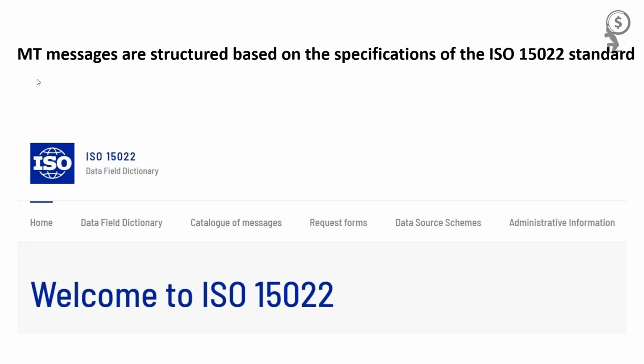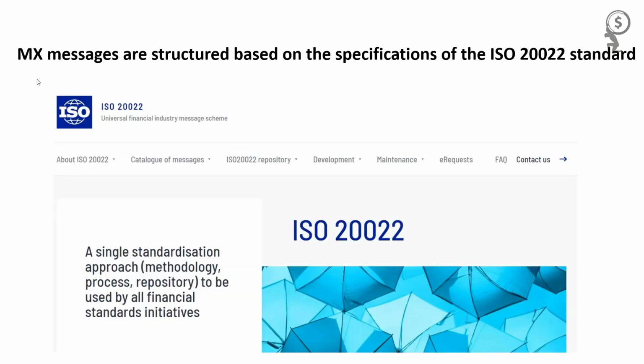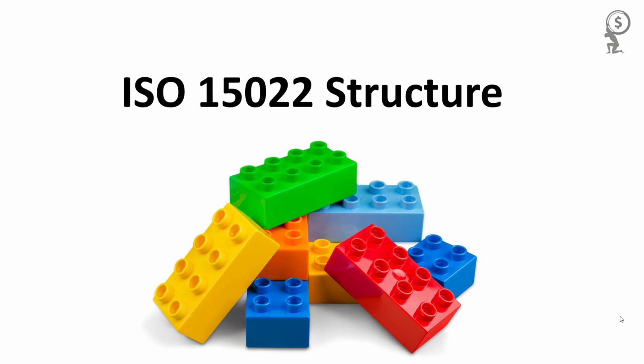There are 2 very common Swift message formats. The first one is the MT, and we can also call it ISO 15022. And the second one is the MX, and this is the latest one. We call it as well ISO 20022. So let's take a look into the ISO 15022 structure, or the MT structure.